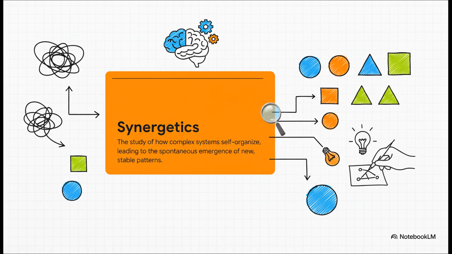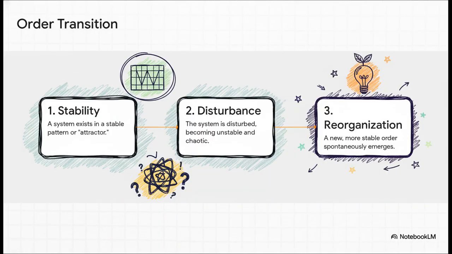You can think of it as the science behind quantum leaps in our thinking. So here's how it works. It's a 3-step process. First, a system, like our perspective on a problem, is stuck in a stable pattern. It's an attractor. Then, some new piece of information comes along and disturbs it, knocks it off balance. For a moment, things feel chaotic, confusing. But then, right out of that chaos, the system spontaneously reorganizes itself into a new, better, more stable pattern.